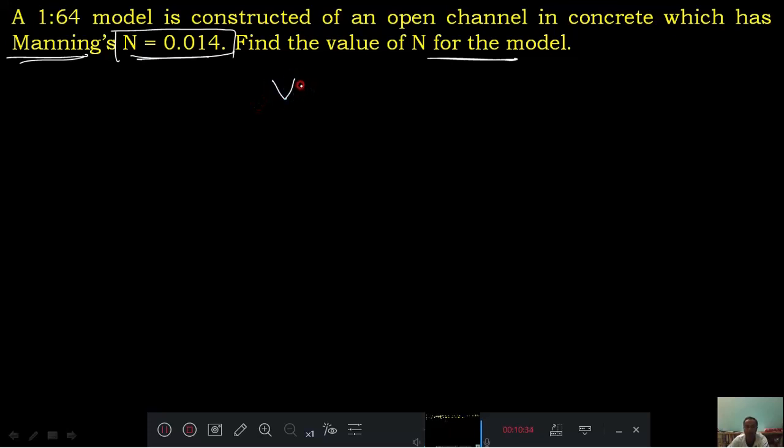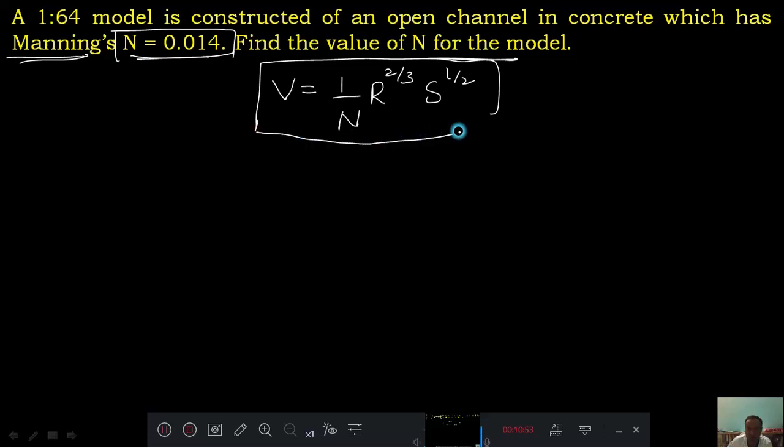Manning's equation is V equal to 1 by n into R raised to 2 by 3 into S, slope, raised to 1 by 2. This is Manning's equation. You should remember this. When you come to the second model, third model, this becomes very familiar to you. Without this formula, we cannot complete the second and third model. Therefore, no problem. Now this is our equation.